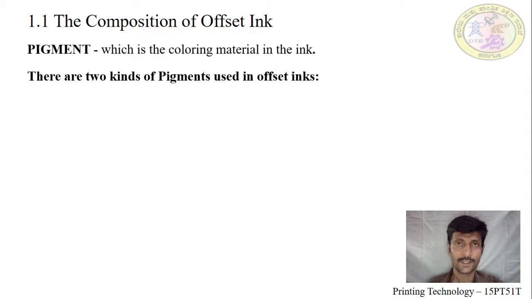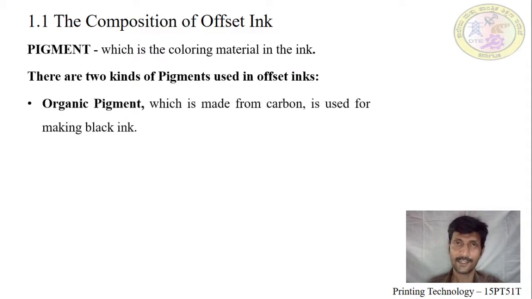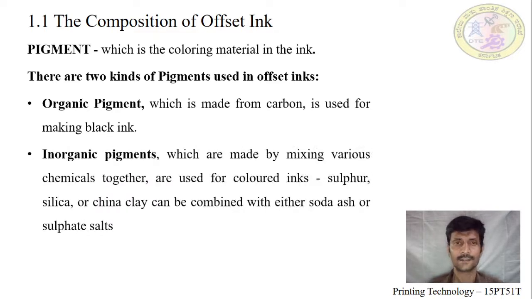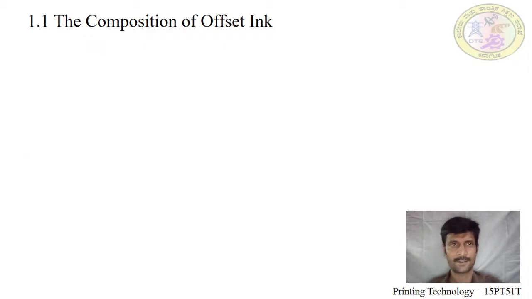There are two kinds of pigments. One is organic, another one is inorganic. Organics are made from carbon, which gives a black color. Inorganics are made up of various chemicals together used with the colored ink. Examples are sulfur, china clay, silica, combined with soda ash or sulfate salts.